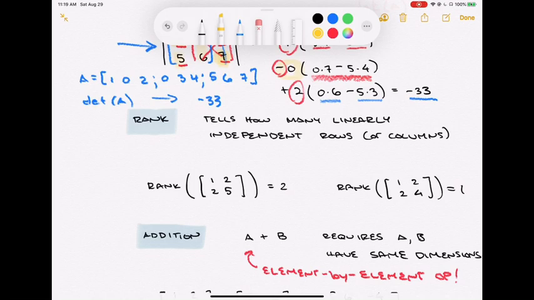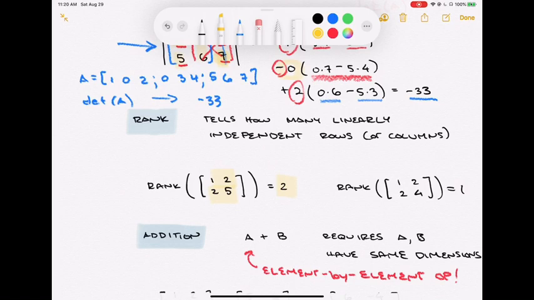If I had a matrix 1, 2, and 2, 5, those two rows are linearly independent from one another. You can't make any of those rows as a linear combination of the other rows. And so this one is a case where the two different rows are each linearly independent from one another. So the rank is going to be equal to the number of linearly independent rows, 2 in this case.